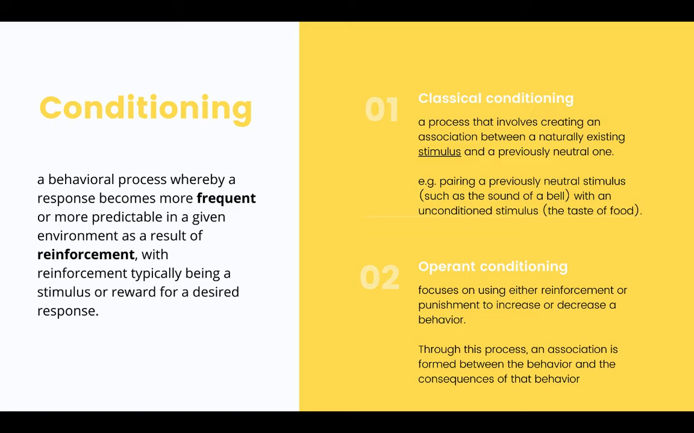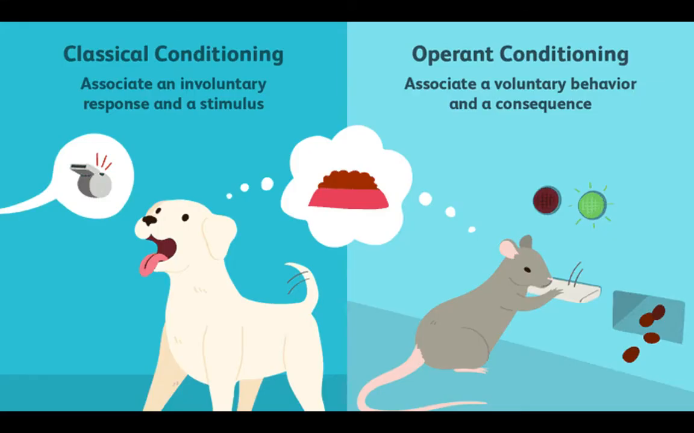Or let's say you didn't submit your homework on time, and I make you stand on a chair, so that's a punishment. That will most likely decrease the behavior of not submitting work, because you know there's a punishment if you do that behavior. Okay, this is a summary of classical conditioning and operant conditioning. Classical conditioning associates an involuntary response and a stimulus. Operant conditioning associates a voluntary behavior and a consequence.